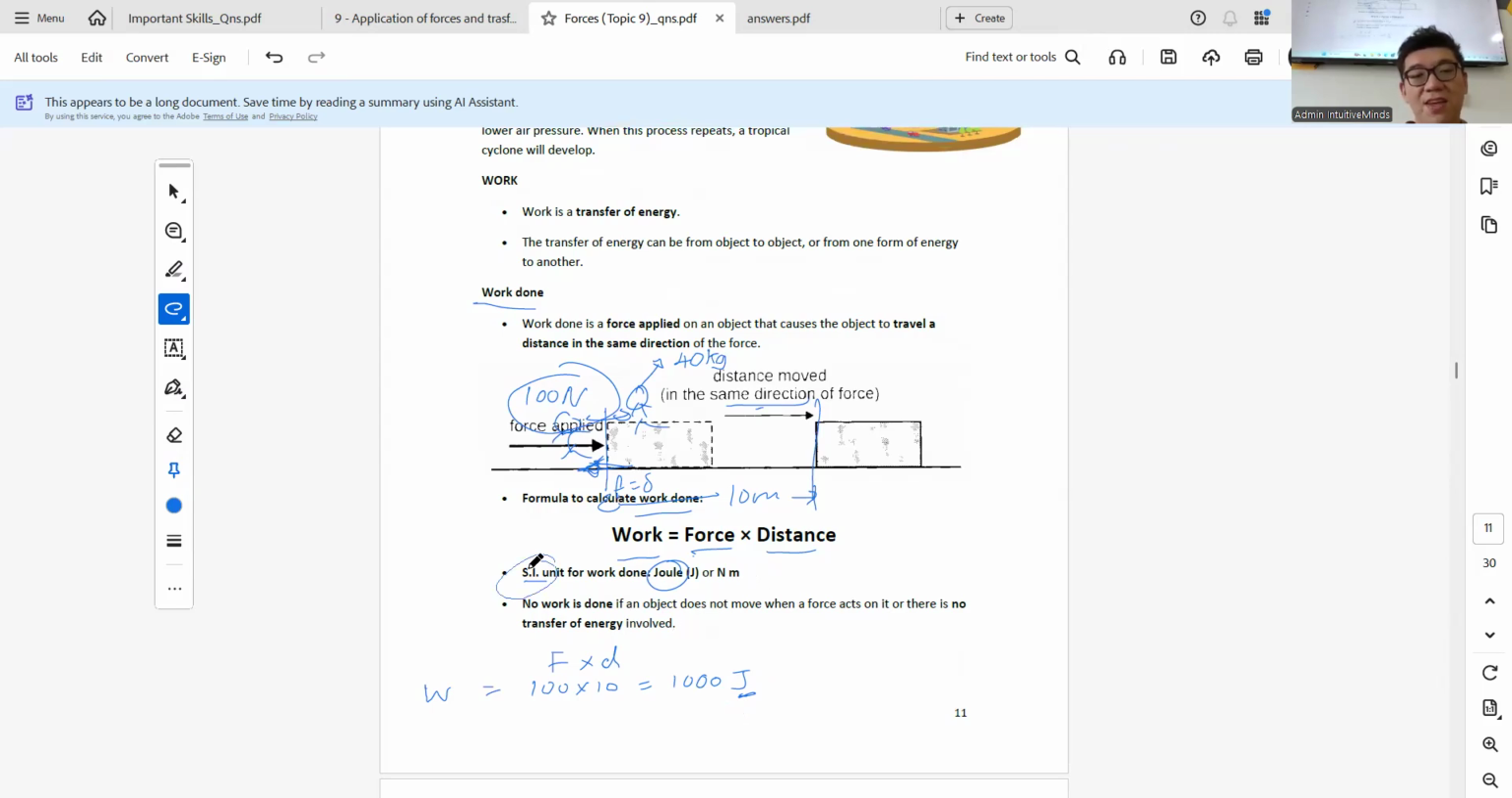Now, since this is SI unit, it's based on meters also. So 10 meters is fine. If I put 10 cm, I must convert to meters. Sometimes I like to put the units inside so that I can remind myself if I need to convert. This is a topic that has a lot of math involved. So be sure to have your calculator and everything else handy when doing the question.